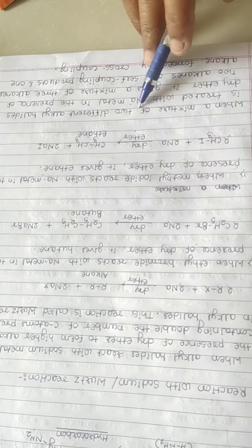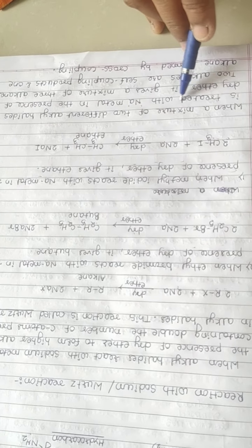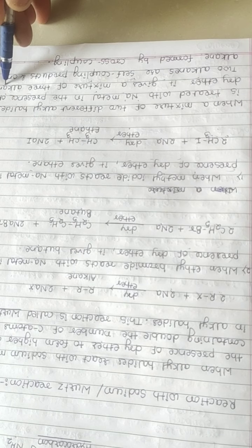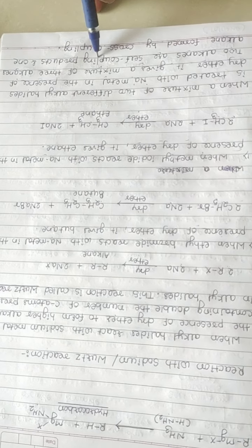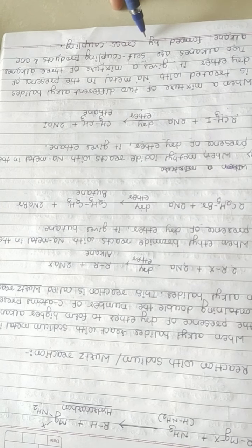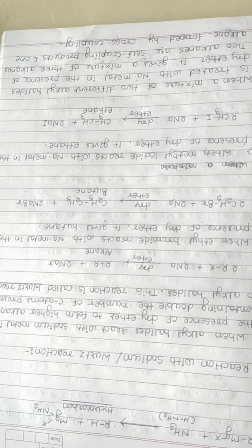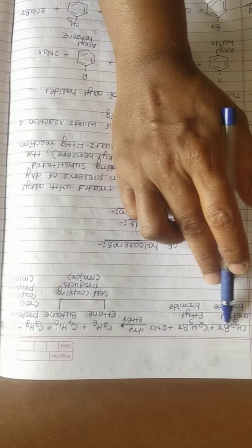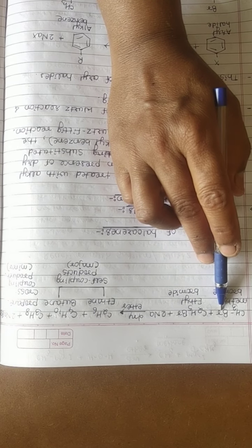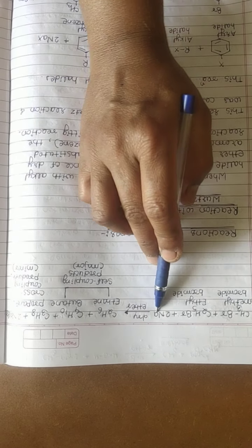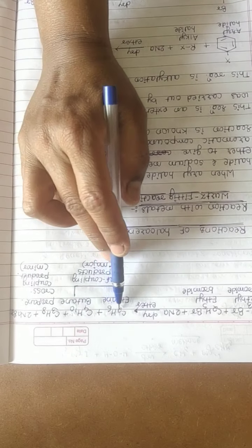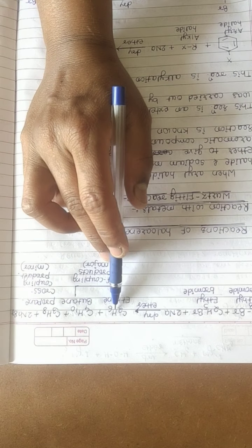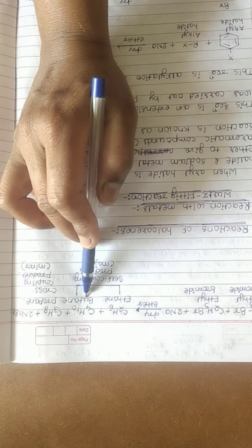C2H6. When a mixture of two different alkyl halides is treated with sodium metal in the presence of dry ether, it gives a mixture of three alkanes. Two alkanes are self-coupling products and one alkane is formed by the cross-coupling reaction. Example: when two different alkyl halides, CH3Br and C2H5Br, react with sodium metal in the presence of dry ether, it gives three different alkanes: C2H6 ethane and C4H10 butane.